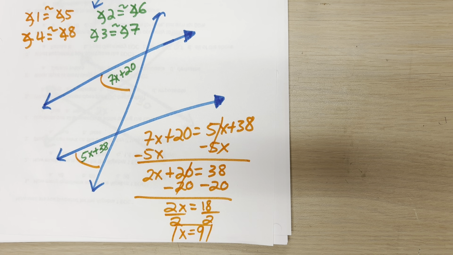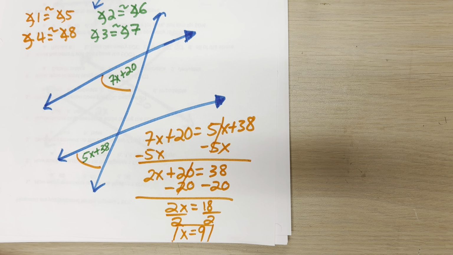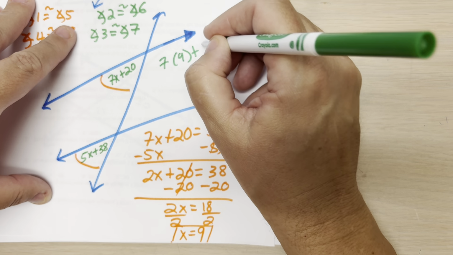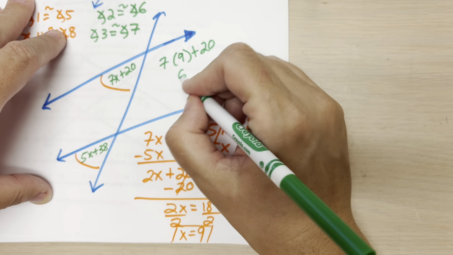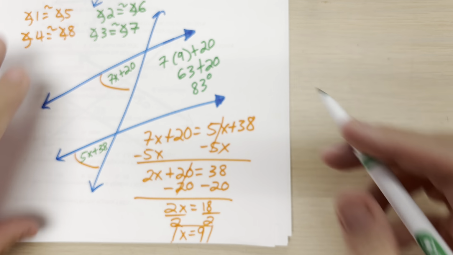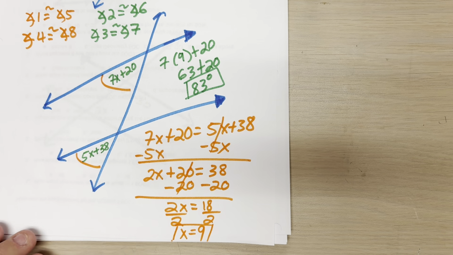All right. Now, if they ask for the angle measure, you could just throw it in. I would probably put it into that one over there. So I would do 7 times 9 plus 20. 63 plus 20 is 83, which is pretty random, but whatever, it's fine. So that means both of these angle measures are 83.